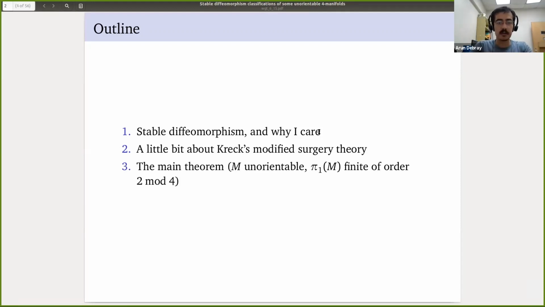And then I'll say, okay, the specific example that I calculated is a very special case. And what does the calculation look like in that case? So, I said M is unorientable, pi_1 is order 2 mod 4, and in particular is finite. And there's one more assumption that we'll get into.